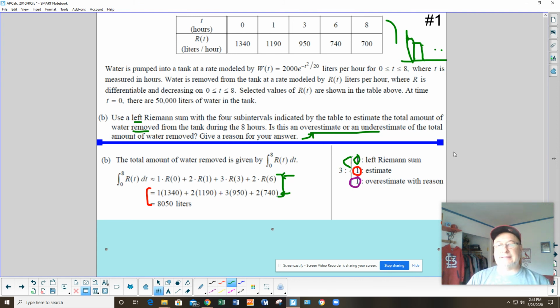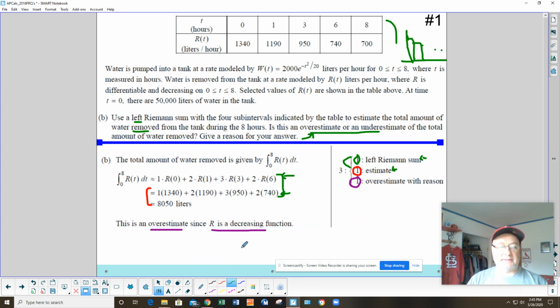So I think that's kind of how they would give a point. If they did an accidental RRAM, or a right Riemann sum, they wouldn't get that point, but they might get the estimate point because they're at least doing the Riemann sum. And then overestimate and underestimate. This is an overestimate because you have a decreasing function. So you do need to say the word decreasing to get the second point.